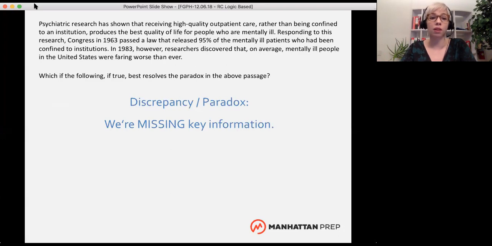So we're given that there's this research that shows that receiving high quality outpatient care rather than being confined to an institution produces the best quality of life. And then we pass this law. So we're releasing the people who are in institutions, but oops, paradox, they're faring worse. Well, who can tell me where we're talking about two different things in the original information given versus the paradoxical situation?